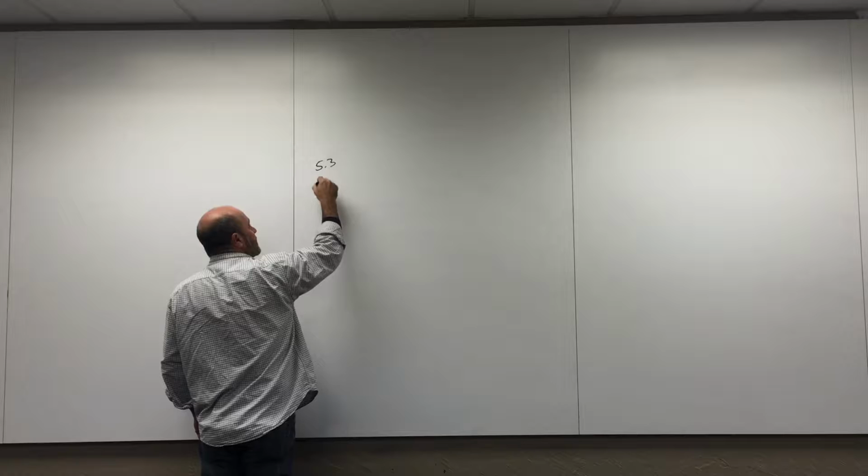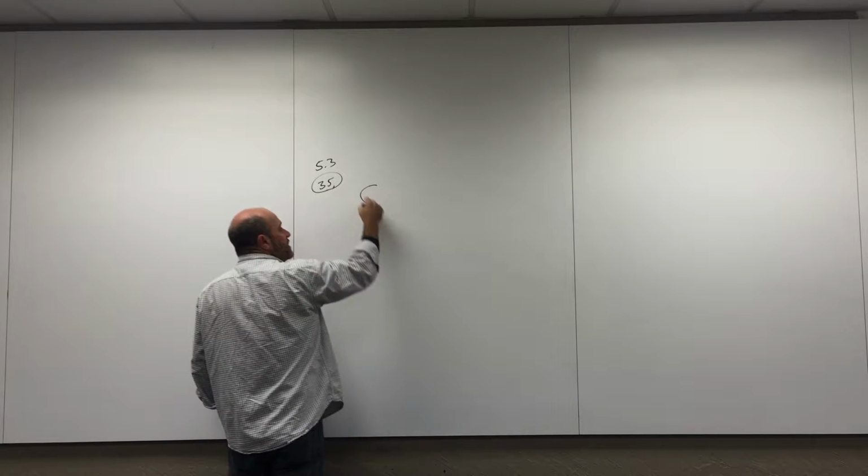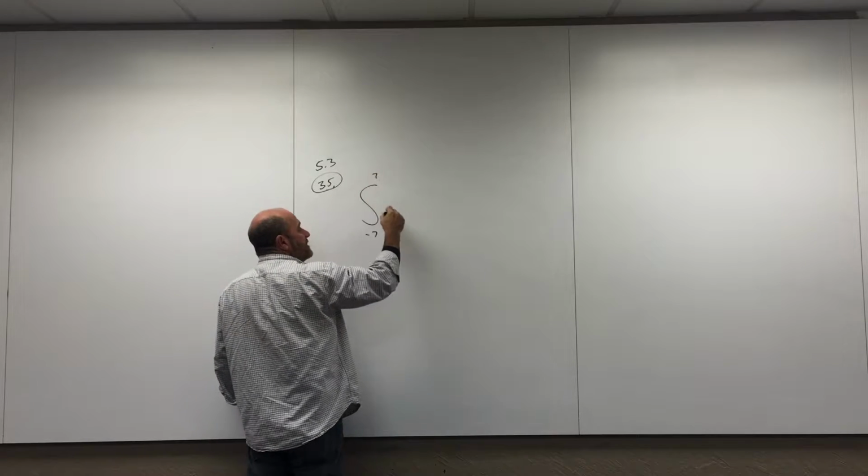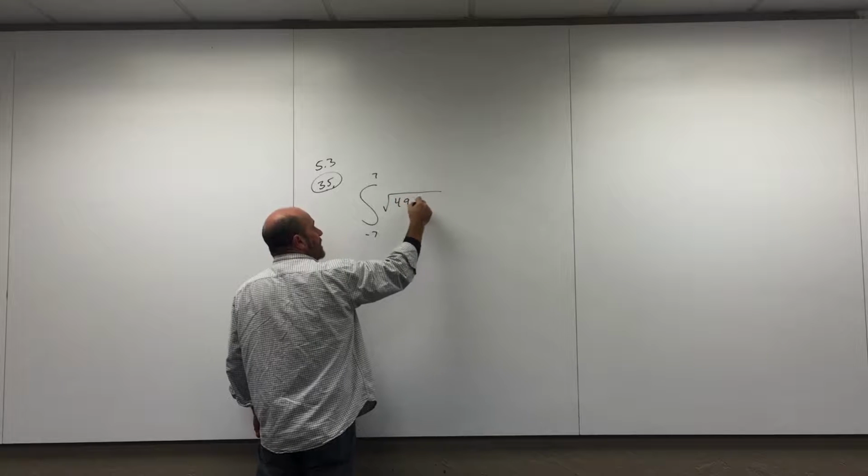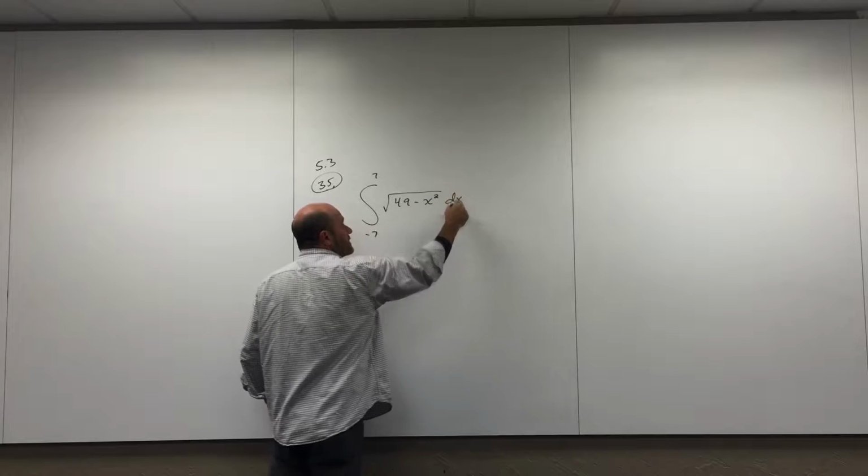See what we can do today. So he just asked me about, in section 5.3, there's this problem 35. It gives you this integral from -7 to 7 of the square root of 49 minus x squared dx.